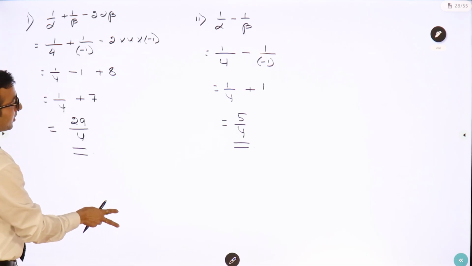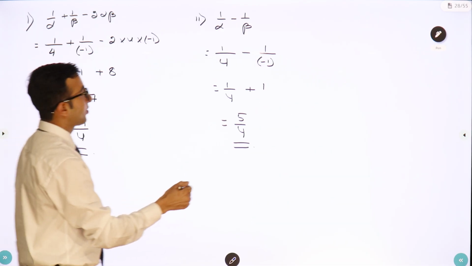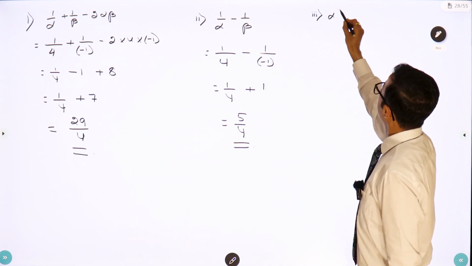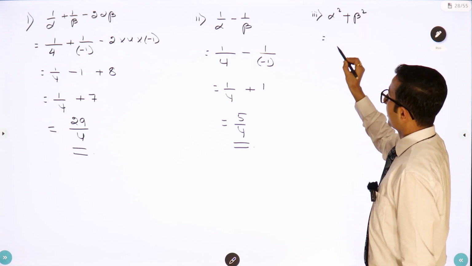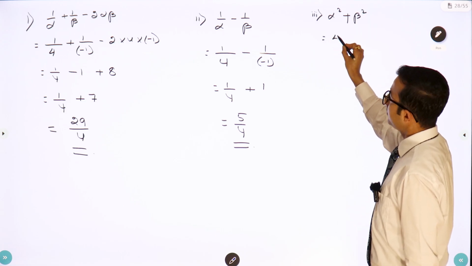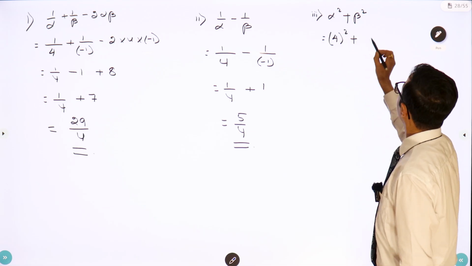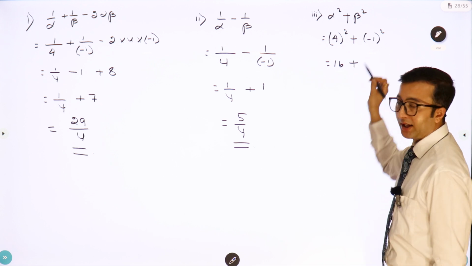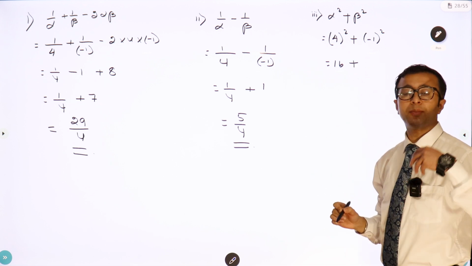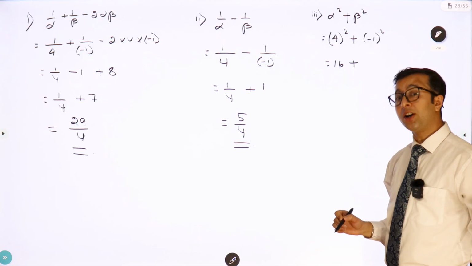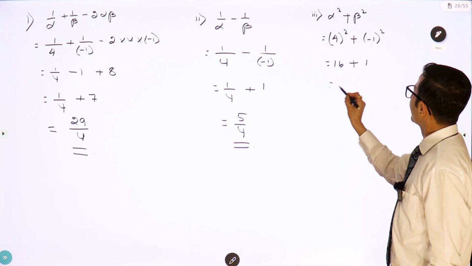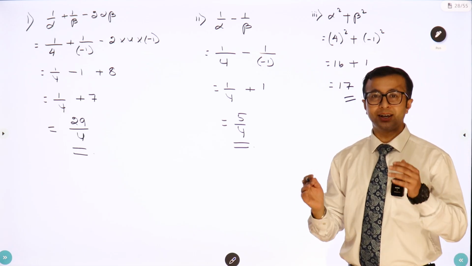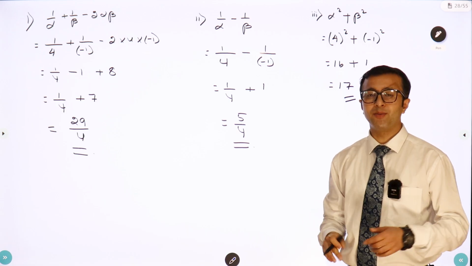The third one is alpha square plus beta square. We'll solve it here. In place of alpha we put 4 square, plus beta is minus 1 square. 4 fours are 16 plus minus 1 square, which gives us plus 1. I already told you, negative to the power of an even number is positive, and negative to the power of an odd number is negative. So 16 plus 1 is 17. This is one of the most important questions that used to come frequently in the board examination.